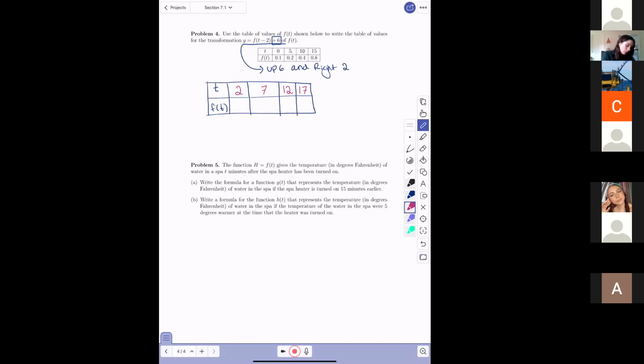Okay, shifting our output now, we're going to have to add 6 to each of these. So 6 plus 0.1 is 6.1, 6 plus 0.2 is 6.2, 6 plus 0.4 is 6.4, 6 plus 0.8 is 6.8. Okay, any questions there?